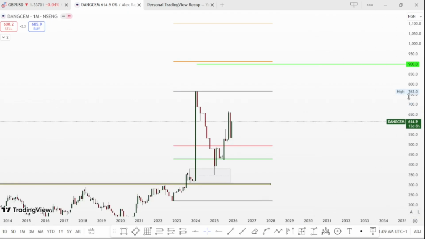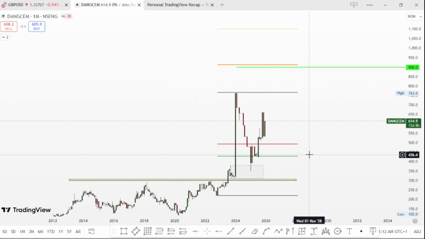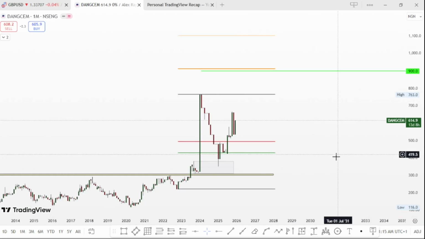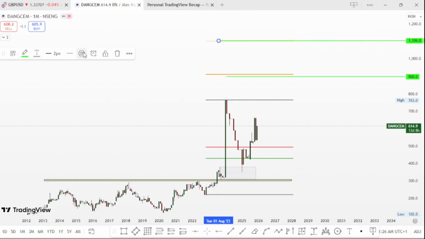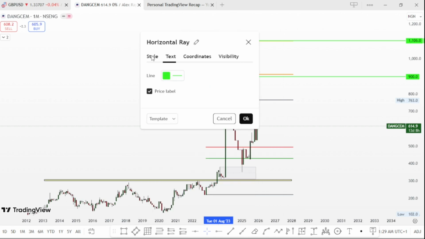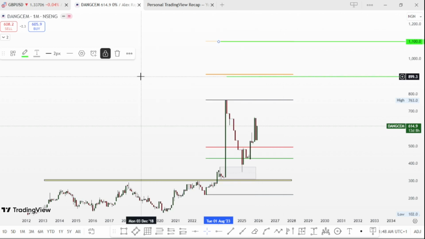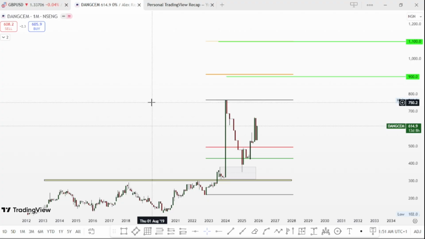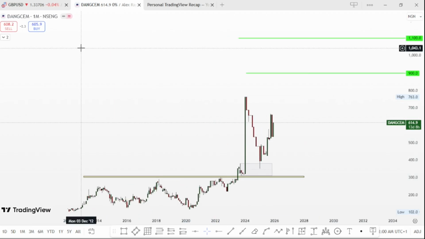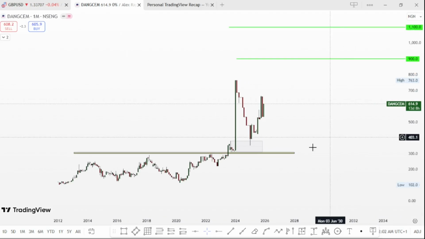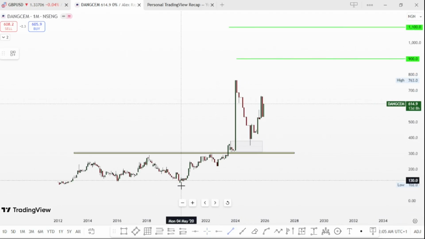Okay, so I'm forecasting and predicting the next level target on Dangote Cement to be 900 naira per share. Then if that gets taken out, next stop should be and would be 1000. Yeah, next level targets after 900 will be 1000. Okay, very simple and straightforward. Yeah, that was all for this Nigerian stock.